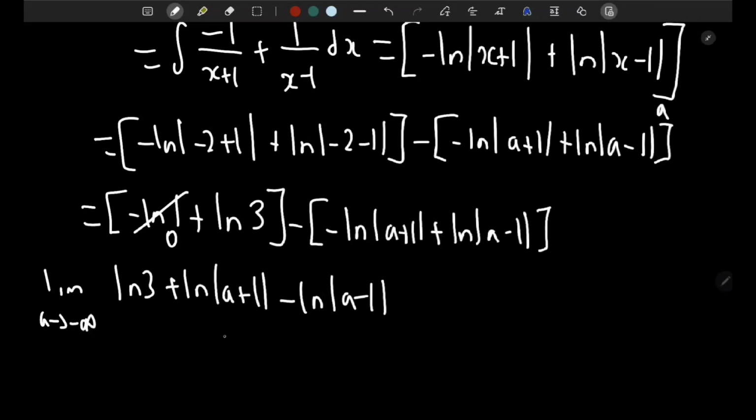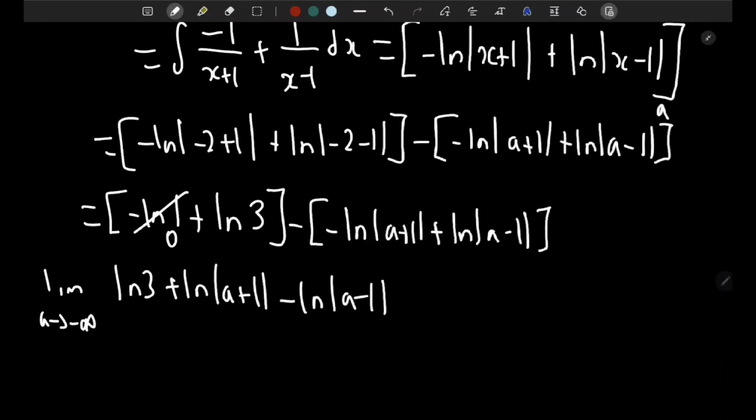So now if we place negative infinity in the first ln a plus 1 here, we will get negative infinity in the brackets, and when we take the absolute value, we'll get ln of positive infinity minus ln of positive infinity again, and we cannot simplify that, that will be undefined, so we don't want that.